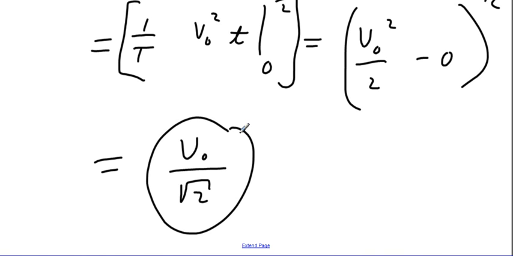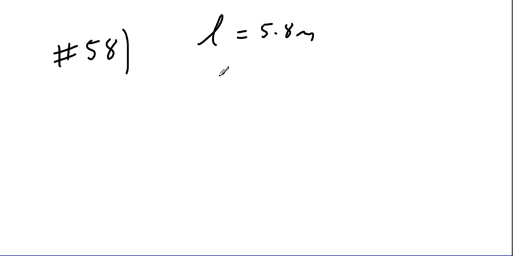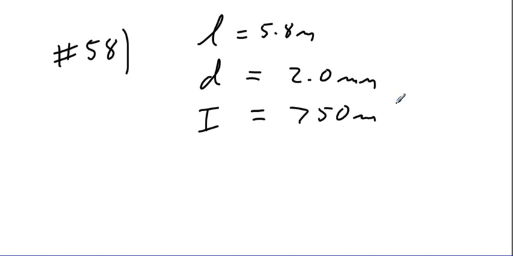Okay, I'm going to do problem number 58. A 5.8 meter length, L equals 5.8 meters, of wire with diameter 2.0 millimeters carries an amperage of 750 milliamps of current when a voltage of 22.0 millivolts is applied to its ends.